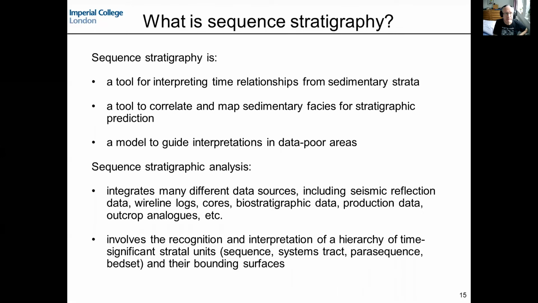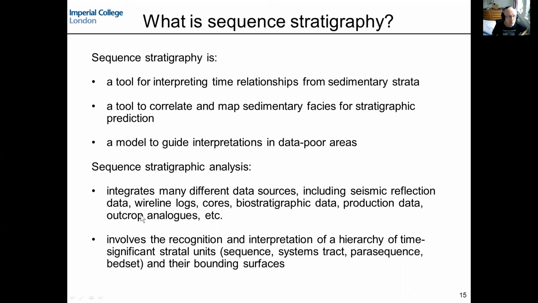So what is sequence stratigraphy? Well, it's a tool, or really an approach, a set of concepts which allows us to interpret time relationships from our observations of sedimentary rocks. And why do we want to work out time relationships? Well, it helps us to correlate between different sedimentary sections and also to map out in between those sections, which allows us to predict the distribution of reservoir, source, and seal lithologies. It also provides us with a model to guide interpretations in areas where we don't have much data.